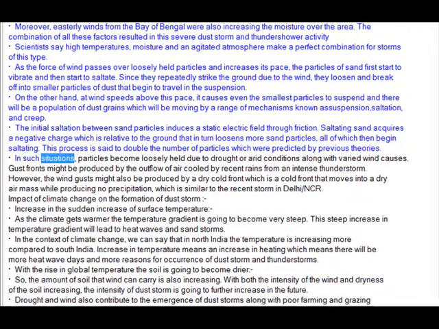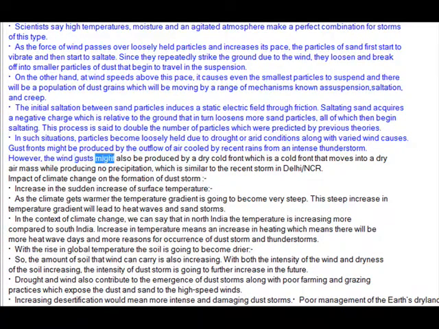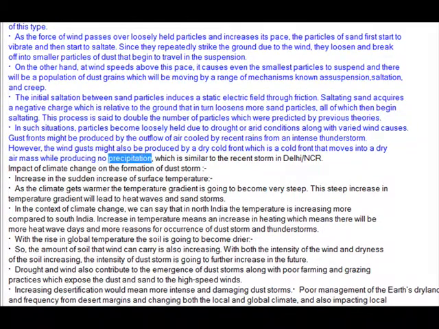This process is said to double the number of particles which were predicted by previous theories. In such situations, particles become loosely held due to drought or arid conditions along with varied wind causes. Dust fronts might be produced by the outflow of air cooled by recent rains from an intense thunderstorm. However, the wind gusts might also be produced by a dry cold front, which is a cold front that moves into a dry air mass while producing no precipitation, which is similar to the recent storm in Delhi/NCR.